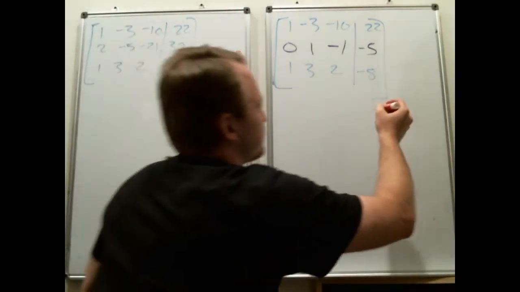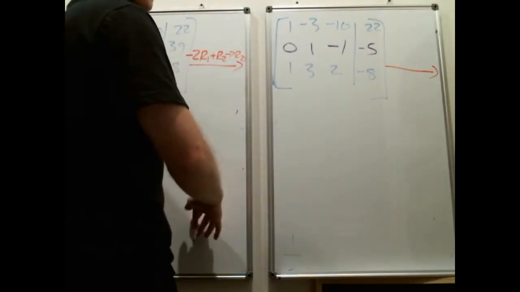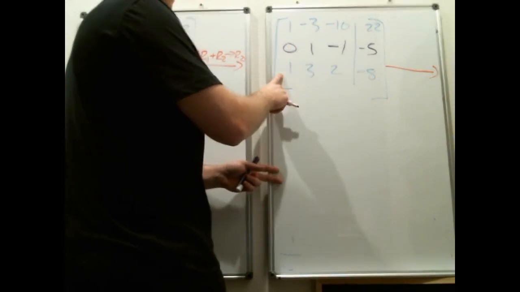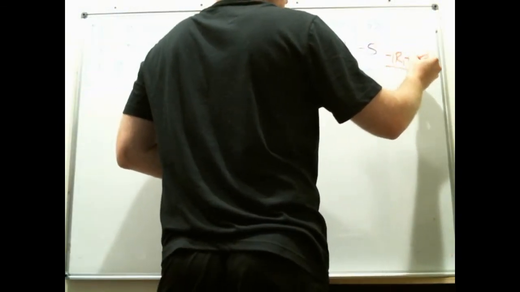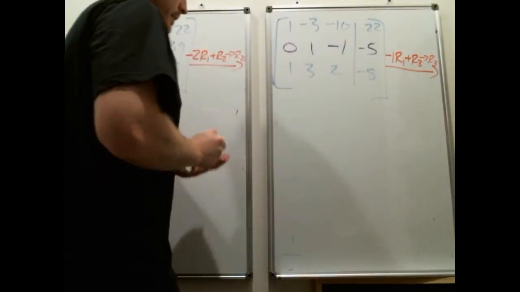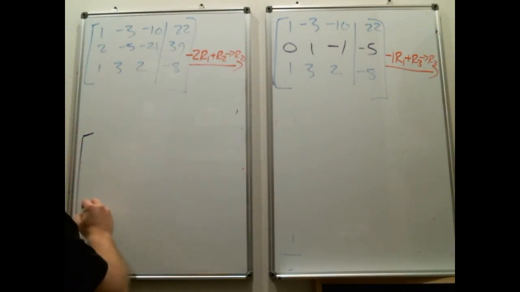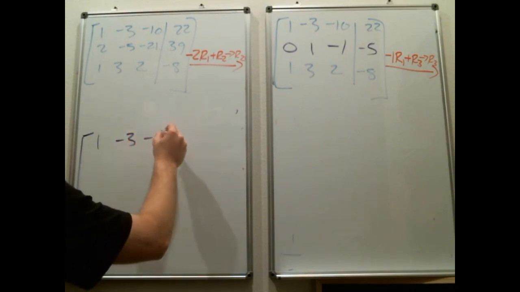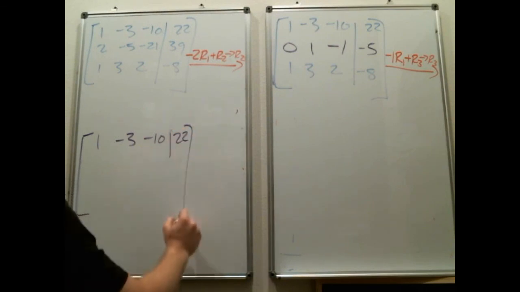I'm just going to write my long arrow here, and I'm going to write my new matrix over here on the bottom left. So I need to do negative 1 times row 1 and add it to row 3. Negative 1 times row 1 plus row 3 is a new row 3. Alright, and so what we get is, I'm going to write what's not changing, which is rows 1 and 2.